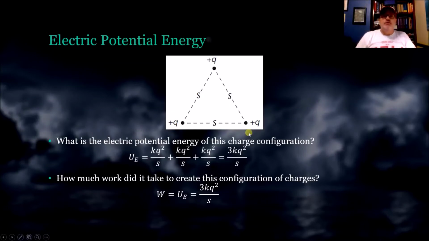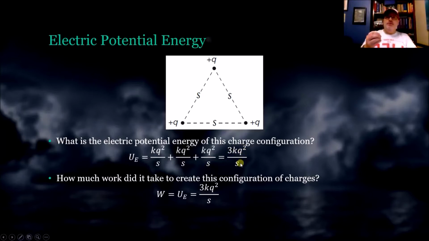So here's a configuration of 3 charges, all of them positive Q. They're on an equilateral triangle a distance s apart. What's the electric potential energy for this charge configuration? Well, we can only calculate them a pair at a time. So it's kQQ, or kQ squared over s. And then I have 2 more pairs of the same thing, so I just repeat it twice more. And I add them all up: 3kQ squared over s.